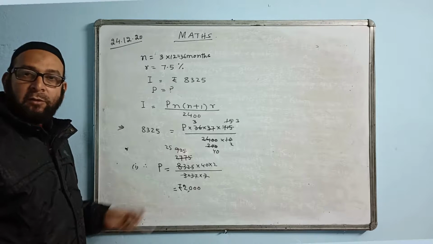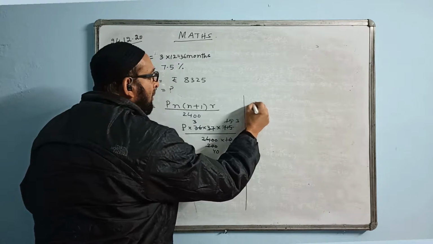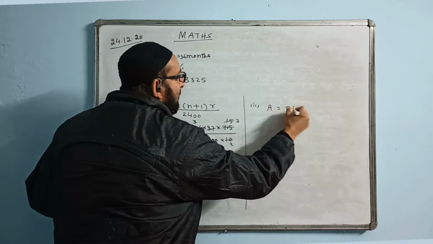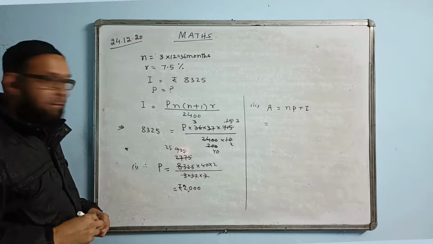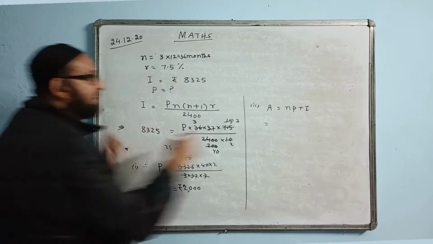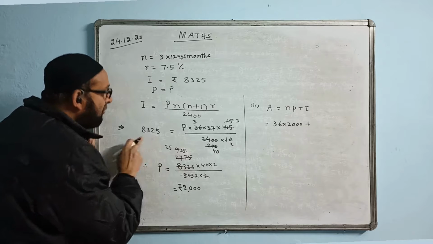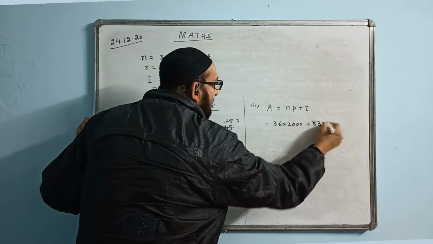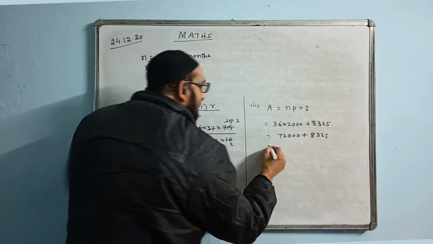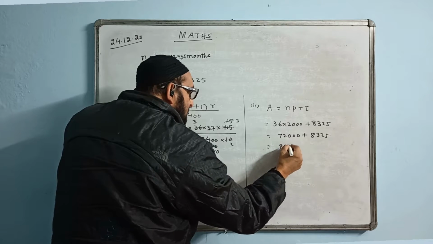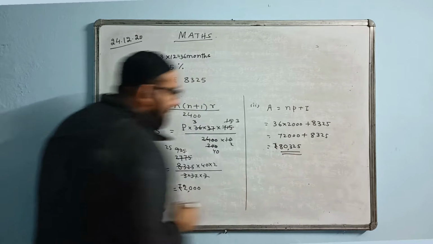Do the calculation part properly, you will get the answer. Now the second part. You have to find maturity value, that is A value. A formula is n P plus I. Putting the value of n, the value of A is how much? 36. P value we found just now, 2000, plus I is interest. Interest value is 8325. We find 72,000 plus 8325 and the answer comes 80,325. This is the answer. Okay, next question.